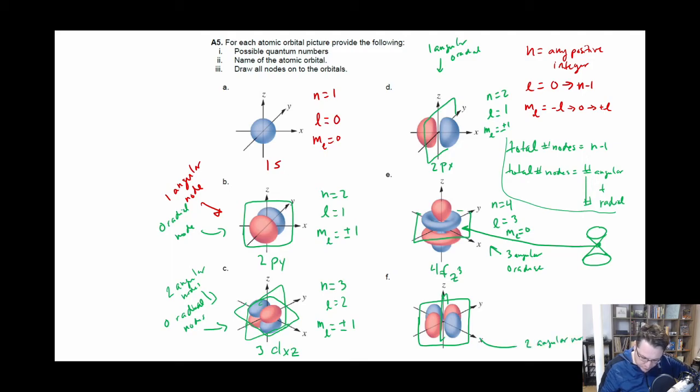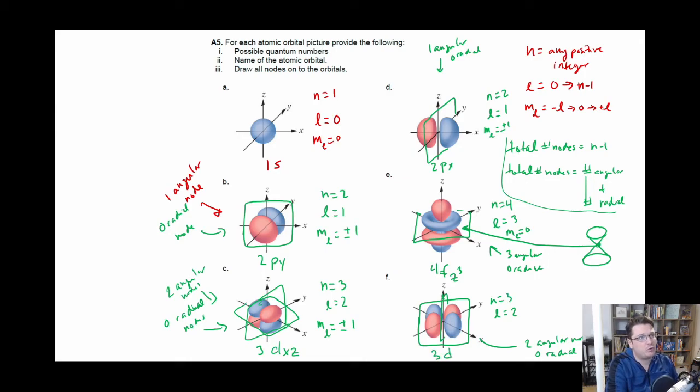So that tells us that what we're looking at is L equals 2, right? Because there are two angular nodes in this case. We can see, again, that there are 0 radial nodes because there are no caps or anything like that on there. So that means that n has to equal 3, right? So that tells us that this is a 3D orbital that we're looking at specifically.